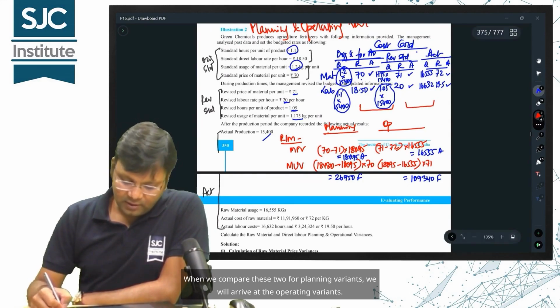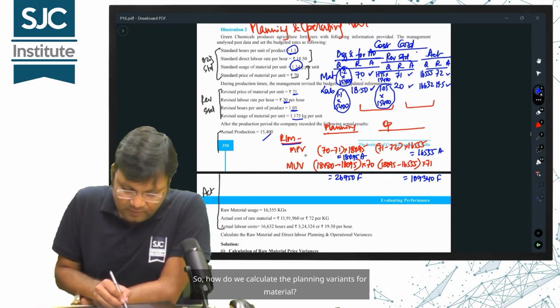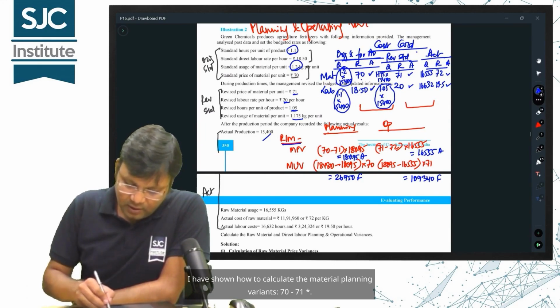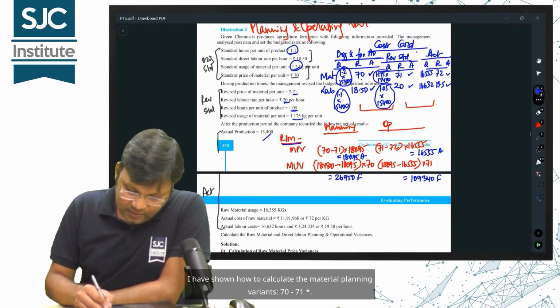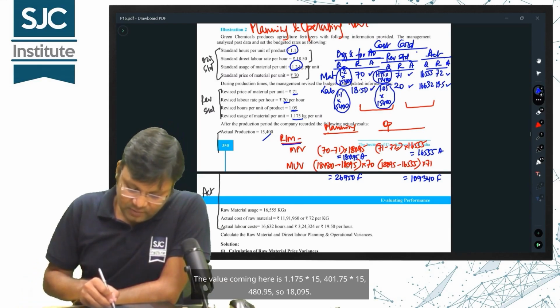So, how do we calculate the planning variance for material? I have shown how to calculate the material planning variance: 70 minus 71 star. The value coming here is 1.175 * 15,401.75 * 15,480.95, so 18,095.